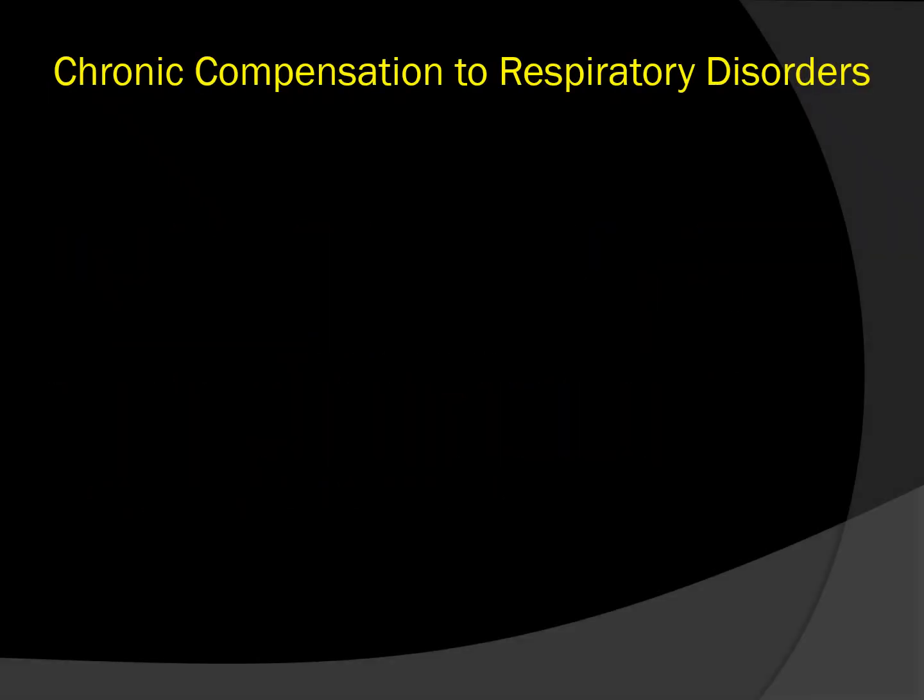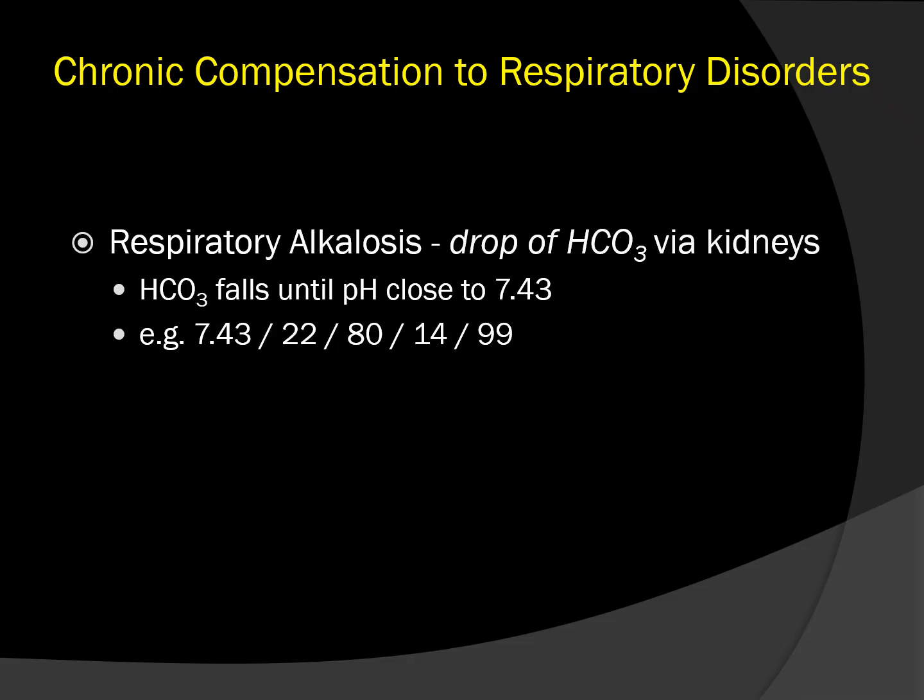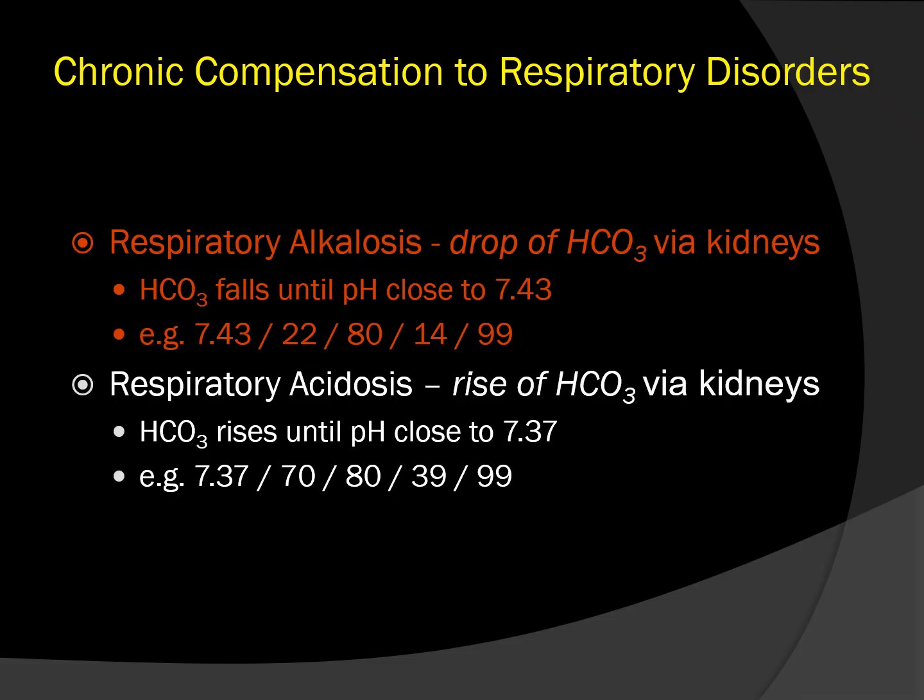Now, there's also a chronic compensation to respiratory disorders. In chronic respiratory alkalosis, the drop of bicarb is by the kidneys, not just buffering. So chronically, the bicarb falls until the pH is close to 7.43. So in this example, this patient's PCO2 has been low at 22 for several days, so the bicarb has had time to fall to 14 and corrects the pH, not all the way back to normal at 7.40, but close to normal at 7.43.